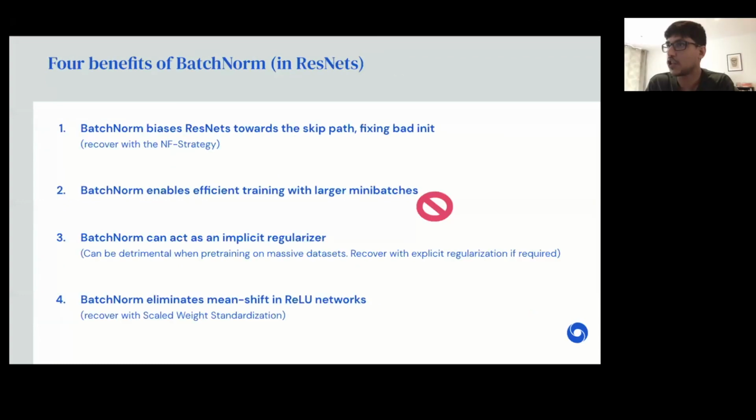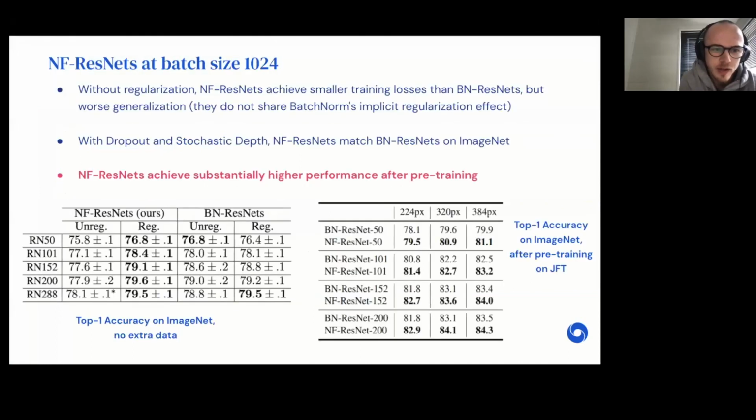Do you mean these results? So for number two, you say batch. When you scale the batch size up here, it doesn't perform as well. And my question is, is that because of less implicit regularization?